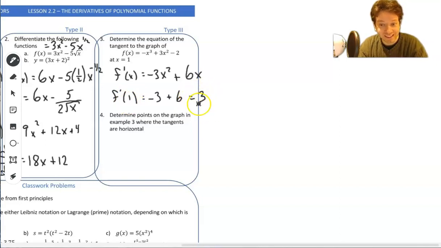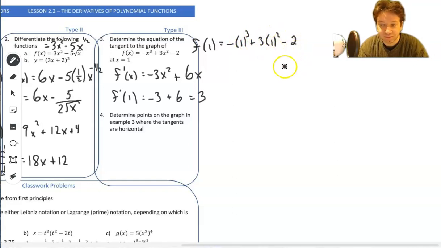So we don't just need the slope, we need a point for where this tangent goes through to find the equation of a line. Well, we know the x-coordinate is 1, so let's figure out what the function equals at 1. We substitute 1 into our function, so we get minus 1 cubed plus 3 times 1 squared minus 2. So here we get 3, minus 2, minus 1, so that's just 0. So now we have a point, right? The point is (1, 0), and we have a slope. The slope is equal to 3.